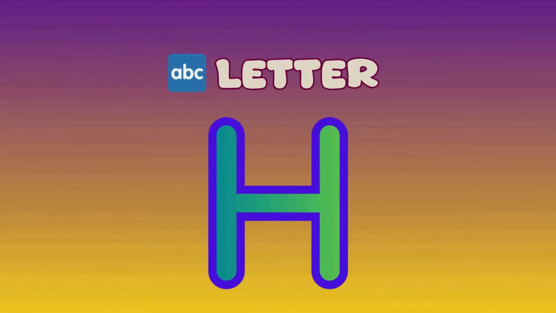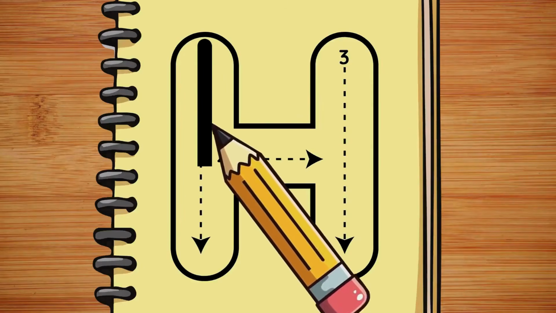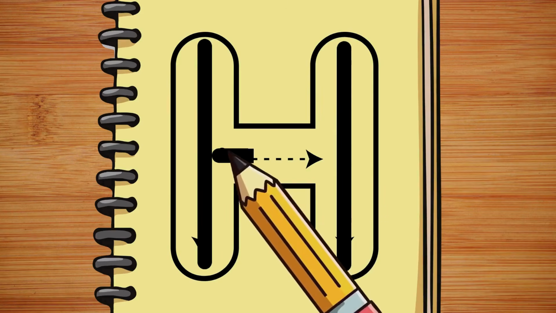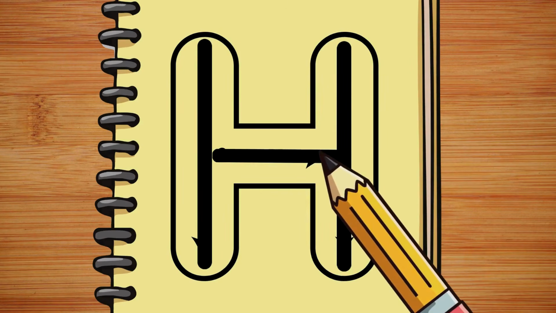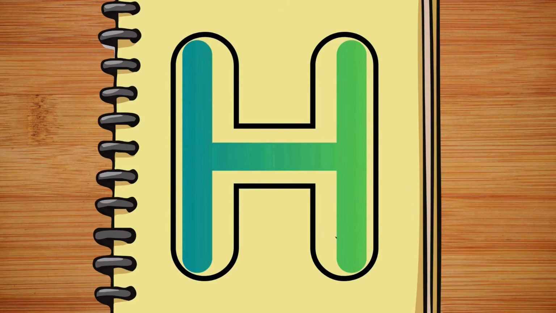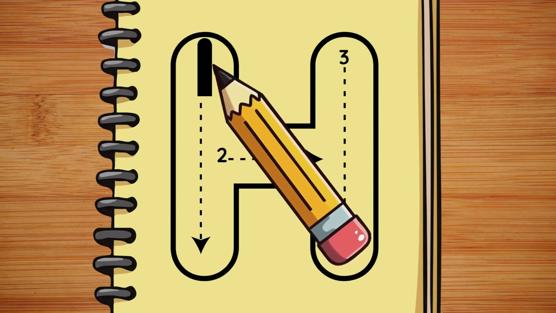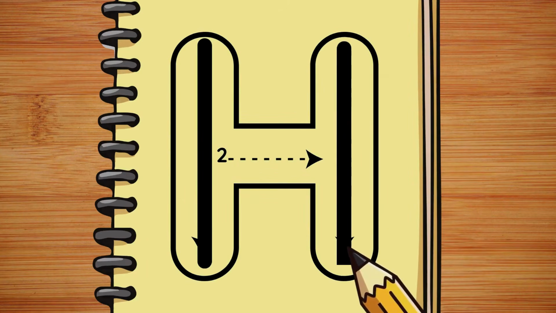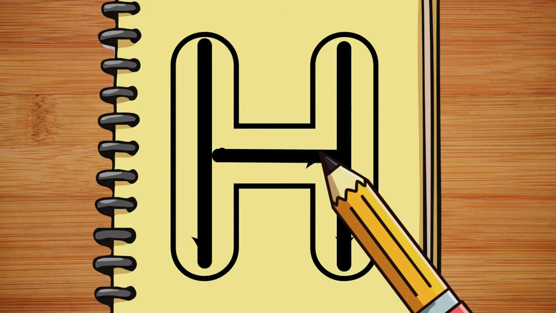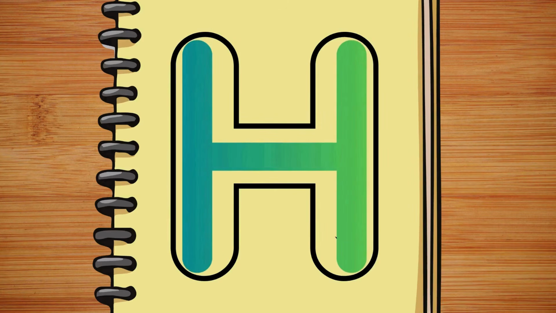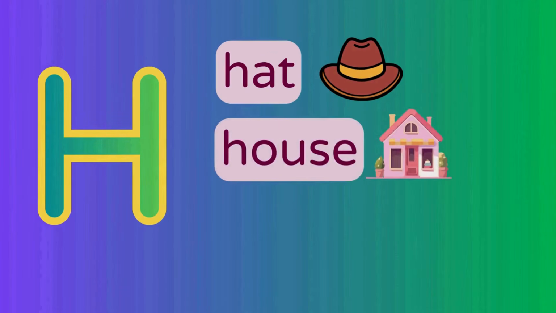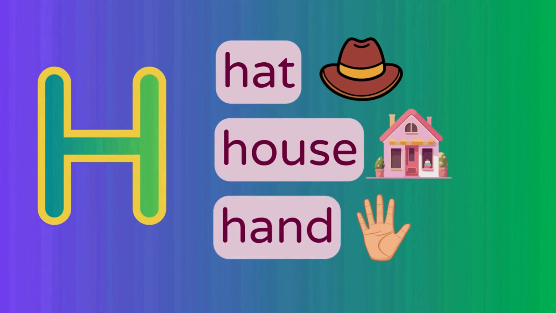Letter H. Line down. Line down. Line across. H is for hat. H is for house. H is for hand.